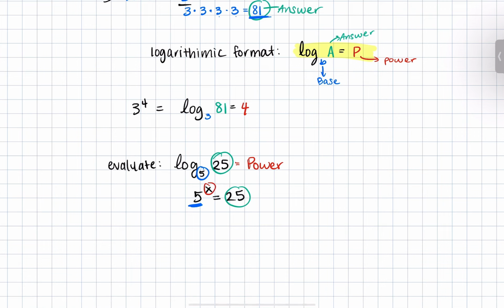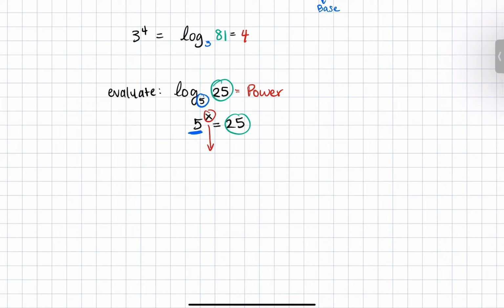So our power is our x for now. So to what power should you raise 5 to get 25? That's right. You have to raise it to the number 2. So log base 5 of 25 equals 2. And this would be your answer.